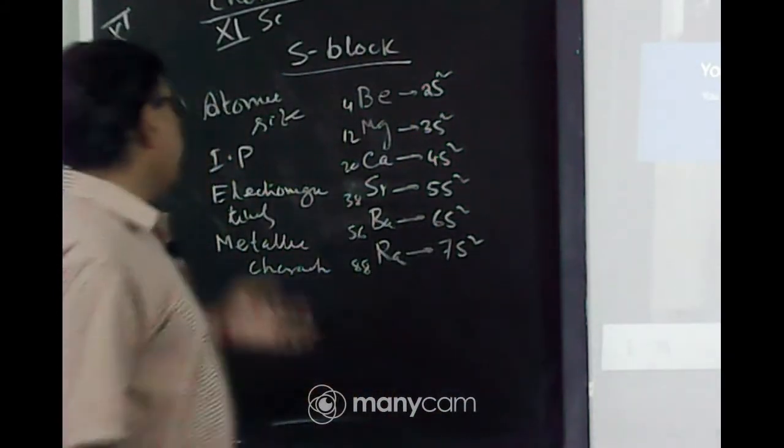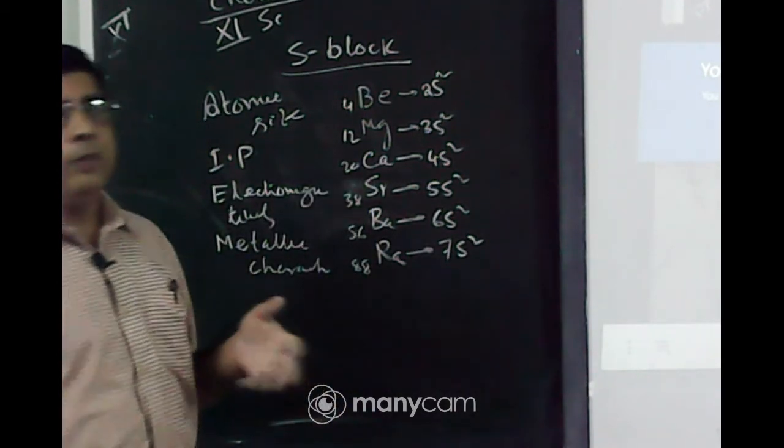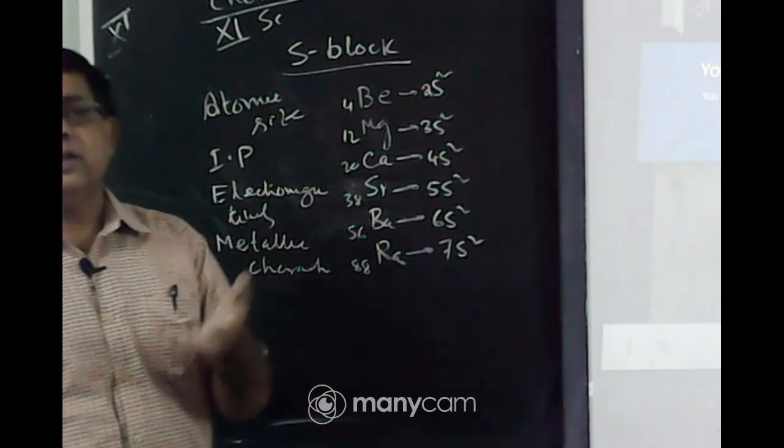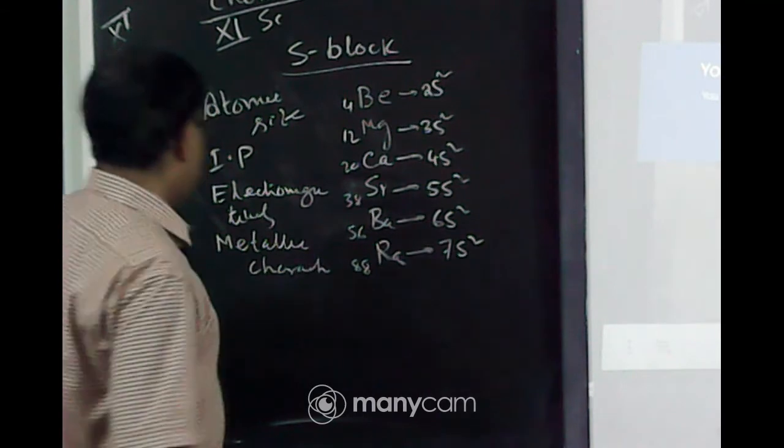And metallic character increases down the group, because down the group IP value decreases. If IP value decreases, there is a greater tendency to lose electrons to form cations. So, metallic character increases down the group.